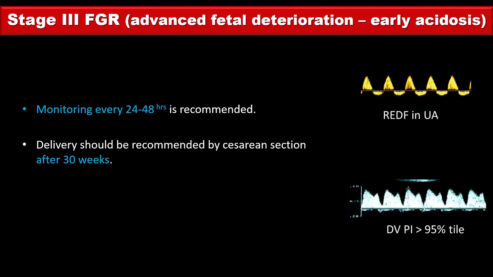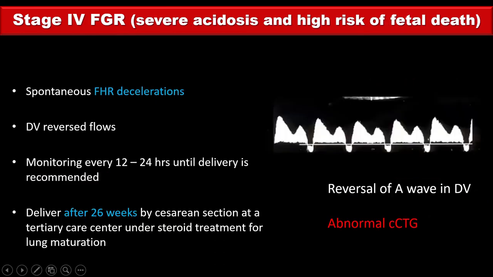Stage 3 FGR is when acidosis is beginning to set in. So it's early acidosis with advanced fetal deterioration. And we have reversal of flow in umbilical artery and high resistance flow more than 95th centile in ductus venosus. Monitoring should be done every day or alternate day, and delivery should be done if the fetus has reached 30 weeks.